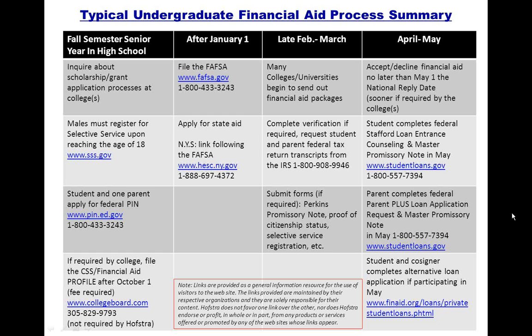Students complete the federal Stafford Loan entrance counseling and master promissory note during the month of May, and they would go directly to studentloans.gov to do that. Parents, if they're going to be borrowing a Parent PLUS loan, must complete the Parent PLUS Loan Application Request Form and the Master Promissory Note, again at studentloans.gov in May. Or if the student is choosing to borrow an alternative loan, that's the time that they would be going on to one of the lenders of their choice. You can apply right online with your co-signer to apply for the loans.